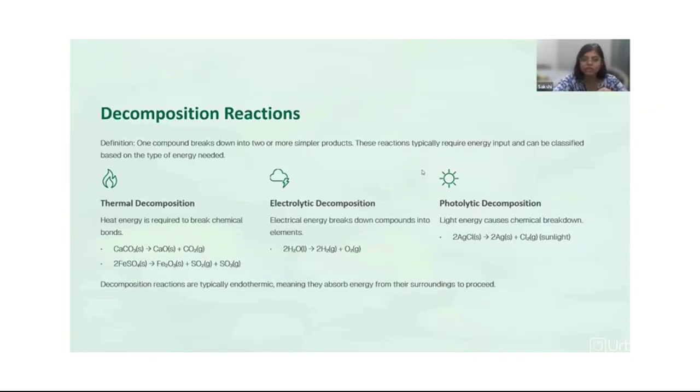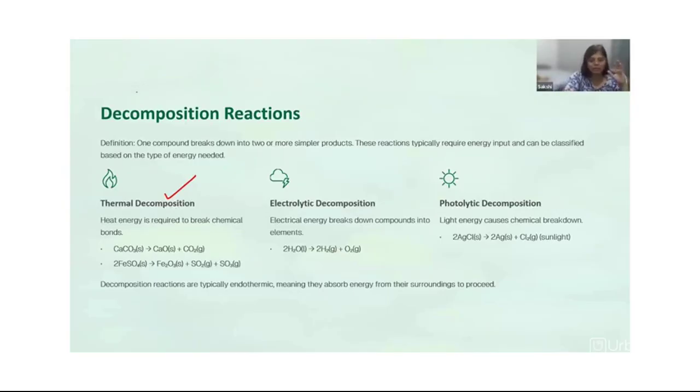Now, decomposition reaction is one where one compound breaks down to give us simpler products, right? Now, it requires heat. Basically, if you need to break down something, we need to provide heat. For example, first is thermal decomposition. What do you mean by thermal? Yes, you're right. That is heat. We provide heat. Heat energy is required to break the chemical bond.